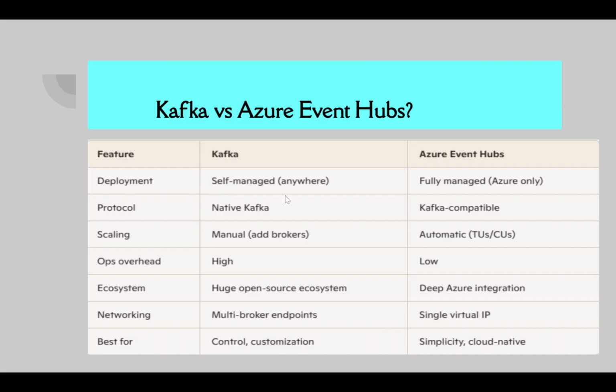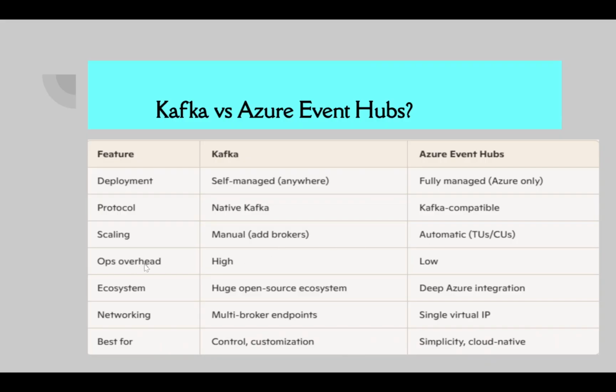Deployment: you can deploy Kafka self-managed anywhere. Event Hubs is fully managed, but only on Azure. You can deploy Kafka locally, on Linux, on any server, but Azure Event Hubs you can deploy only in Azure, and it's fully managed. Protocol: native Kafka, and Azure Event Hubs is Kafka compatible. Scaling: manual, you can add brokers and scale them manually. And Azure Event Hubs is automatic, like TUs and CUs.